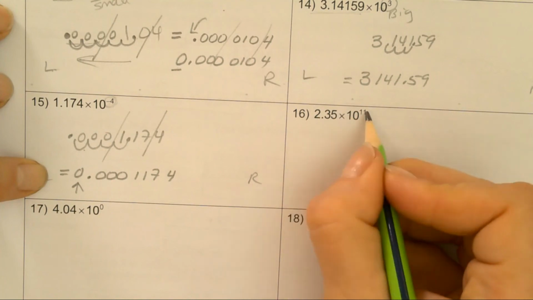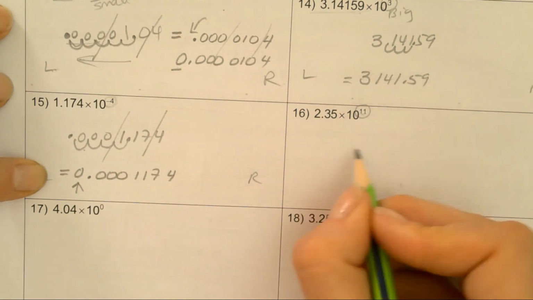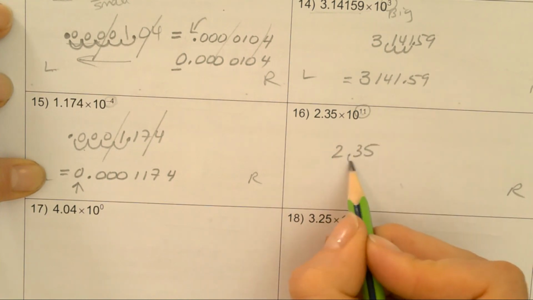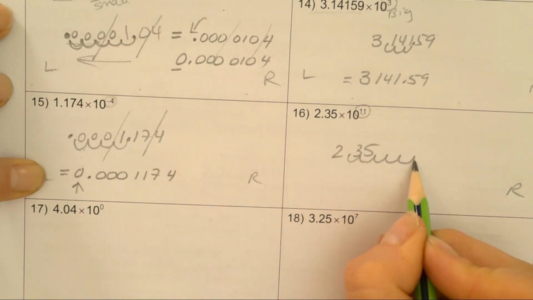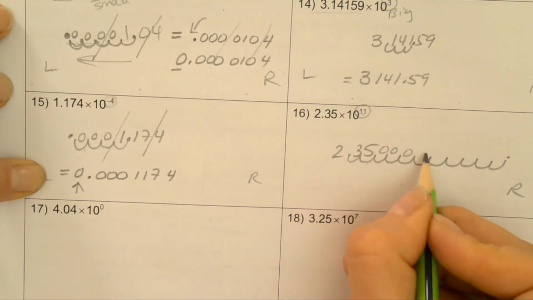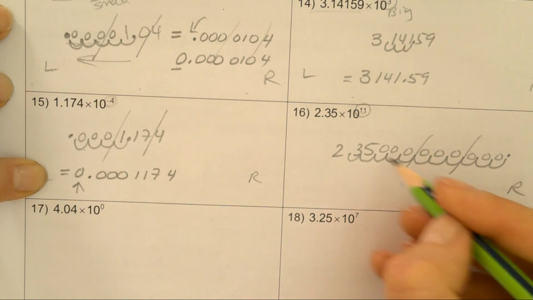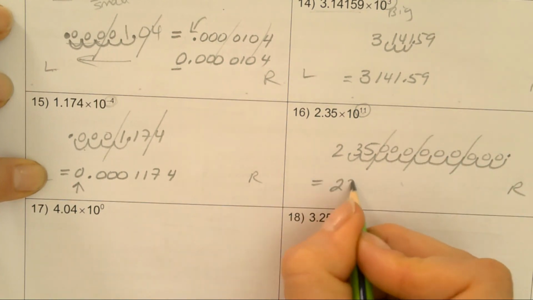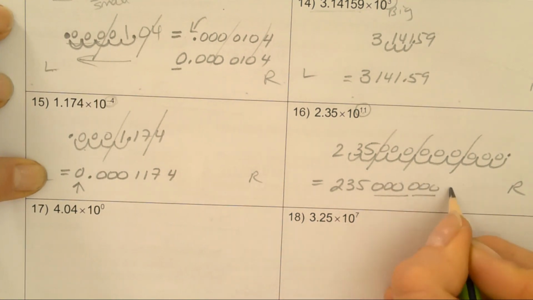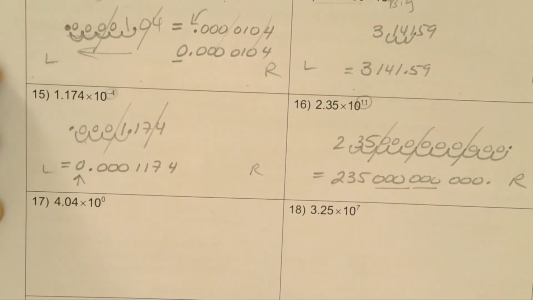Ooh, this means positive, which means I have to make this number bigger by 11 jumps. So 2.35. Bigger means I have to move to the right by 11 jumps. 1, 2, 3, 4, 5, 6, 7, 8, 9, 10, 11. Put your decimal. And wherever there's an empty jump, you put a 0. Now starting at the decimal, we cut it into groups of 3. So that's equal to 235. I don't know that number. It's so big. That would be billions. That's millions. What's after billions? Trillions. Ooh, that's a big number.